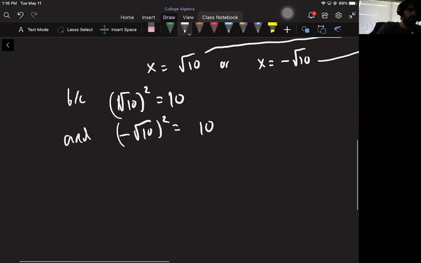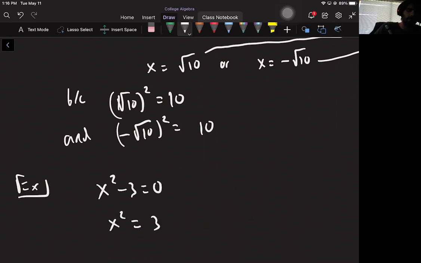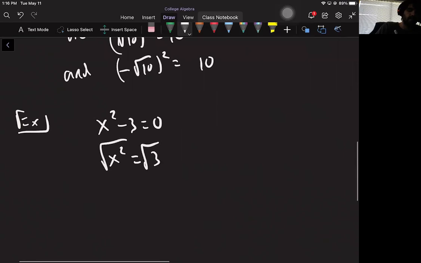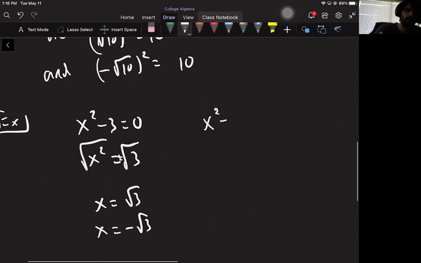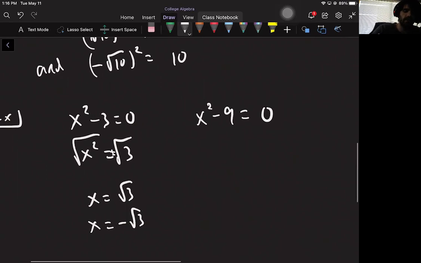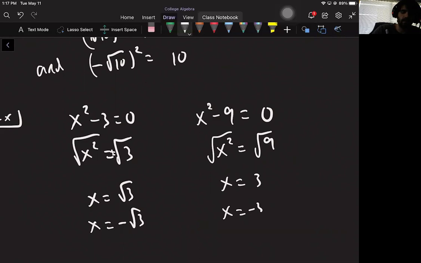And so we can solve ones that look like that pretty much always the same way. So x squared minus 3 equals 0. You just add 3 to both sides, and then you square root both sides. And you get two answers, the positive one and the negative one. Of course, if it happens to be a nice number that has a good square root, this is equivalent to what we did before. So here you get positive 3 and you also get negative 3.